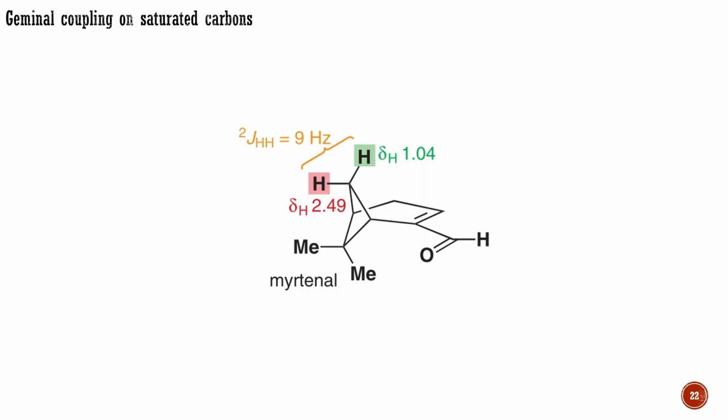Geminal coupling on saturated carbons can be seen only if the hydrogens of a CH2 group are different. The bridging CH2 group of mertanol, described earlier, is a good example of geminal coupling on a saturated carbon. The coupling constant for the protons on the bridge is 9 Hz. Obviously, geminal coupling constants in a saturated system can be much larger than in an unsaturated one.